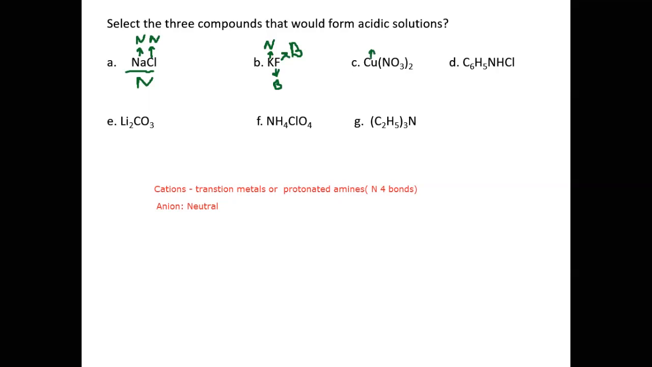Well, copper is a transition metal. It's going to be acidic. Is nitrate basic or neutral? Nitrate's going to be neutral. So this solution is acidic. Because the cation is acidic, the anion is neutral. Next we have C6H5NH. That's the cation.